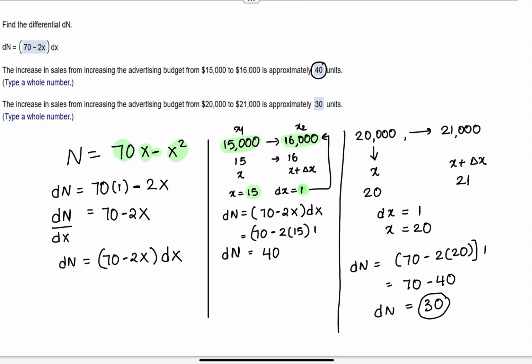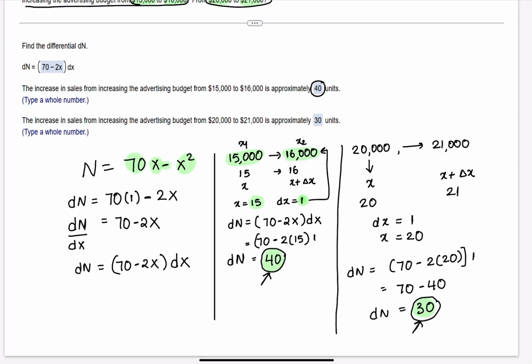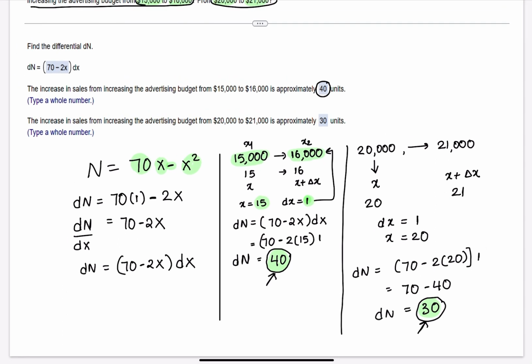So when you're increasing your budget from 15,000 to 16,000, the increase in sale is 40. When you increase from 20 to 21, the increase in sale is 30. So if you were a businessman, you'd ask, should I put in 20,000 or which one is better? Selling 40 units or selling 30 units? And that's the answer to your last question.